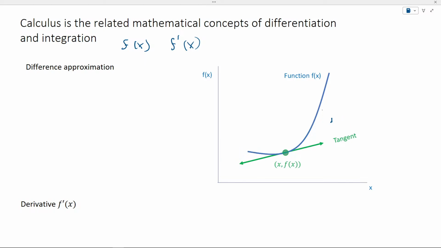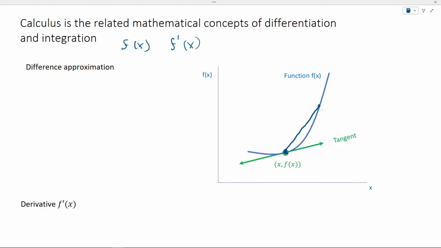But this is just to understand. How could I actually do it? How could I find this value? How could I exactly find the tangent? One way to do this is to draw, for example, a secant line. So I can draw a secant line here.